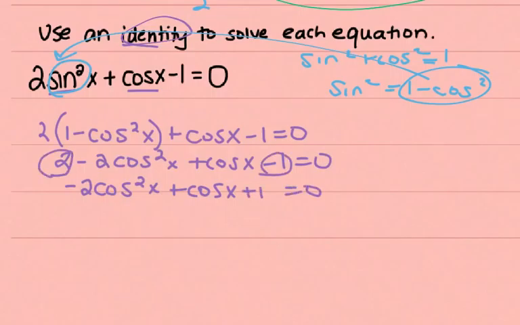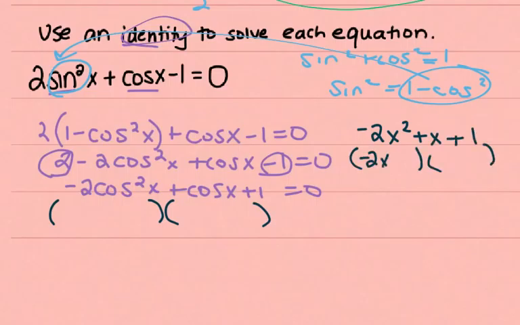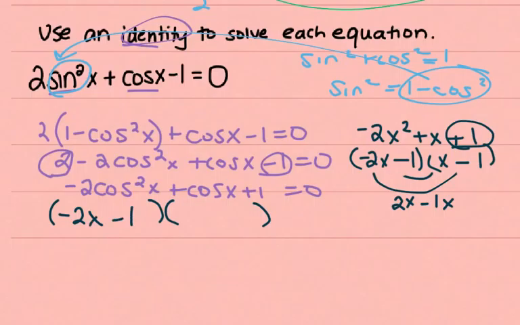Now, as soon as I see the squared and the non-squared, I know I'm going to have to factor. As if this was negative 2x squared plus x plus 1. It would be negative 2x and positive x. And then the factors of positive 1 and positive 1 would tell you that this was negative 2 plus 1, which is negative 1. So that one doesn't work. Switch it so that this is negative 1 and negative 1, and now I get positive 2 minus 1, which gives me the positive 1x. So negative 2x minus 1, and then x minus 1. But this is cosine instead of x.